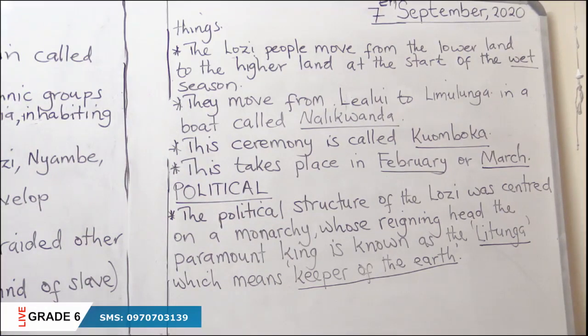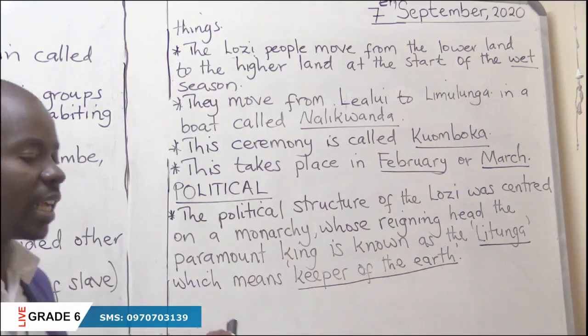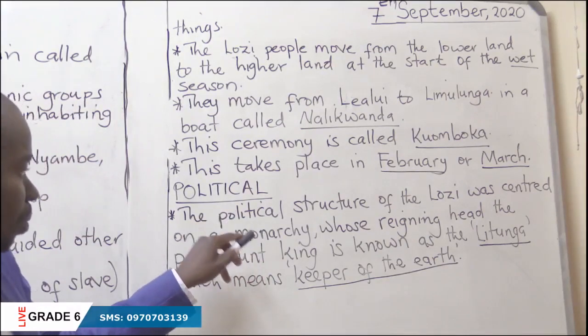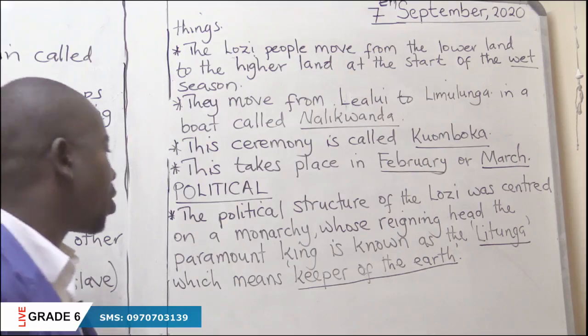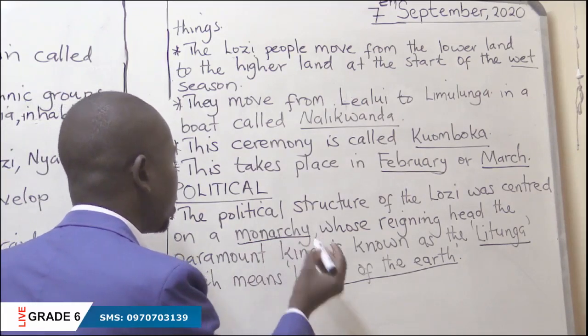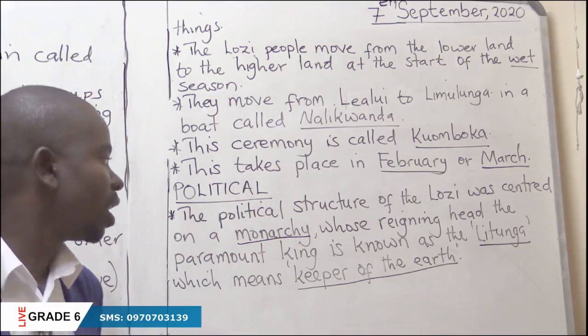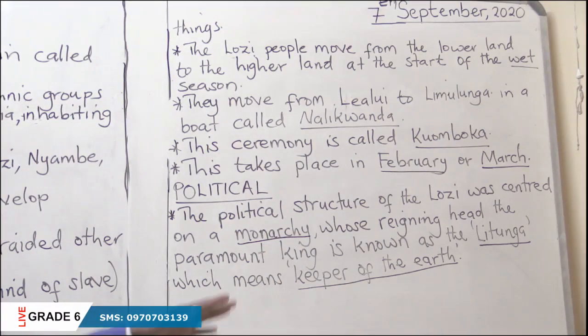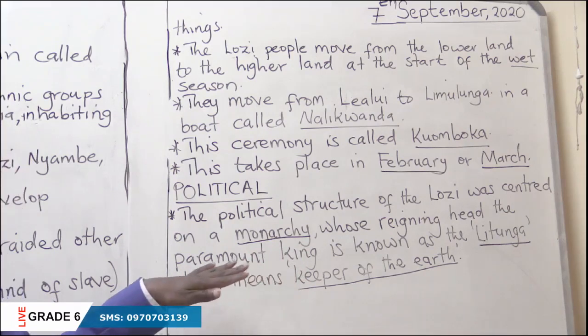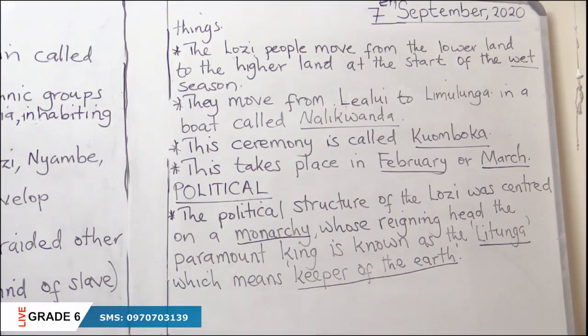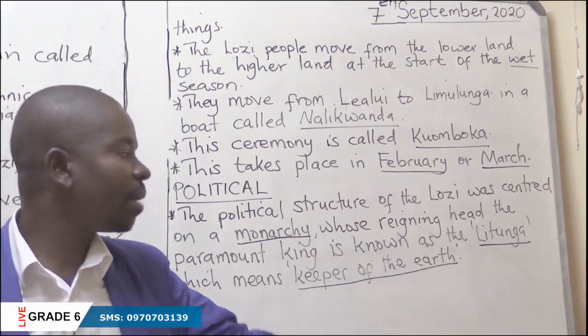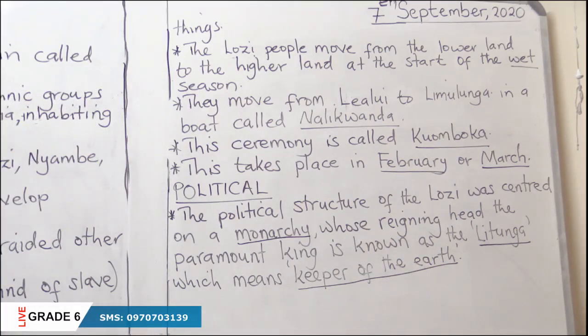So let's look at their political structure. I said the political structure of the Lozi was centered on a monarchy, and I've given you a task to answer: what does the word monarchy mean? You have to explain to me what the word monarchy means. Its reigning head, the paramount king, is known as the Litunga. The paramount king of the Lozi people is called the Litunga. The word Litunga means the keeper of the earth.